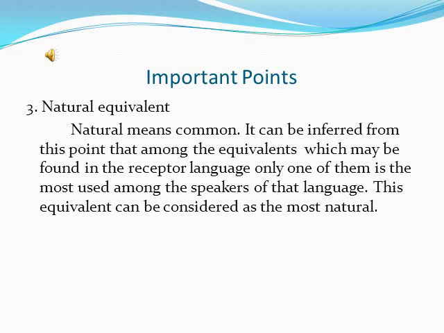The other quality an equivalent must have is naturalness. By natural, the definition means being common. It can be inferred that among the equivalents which may be found in the receptor language or the target language, only one of them is usually the most used among the speakers of the language. This equivalent is what is referred to as natural. Natural means something which sounds familiar to the speakers of that language, not, as I said already, odd.